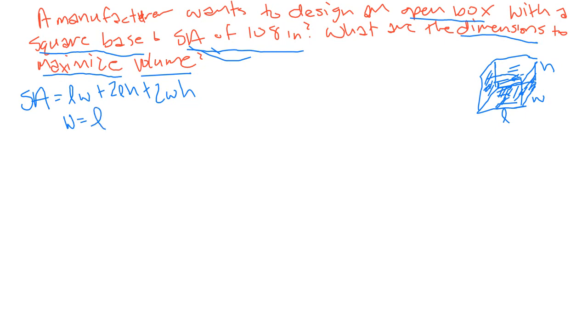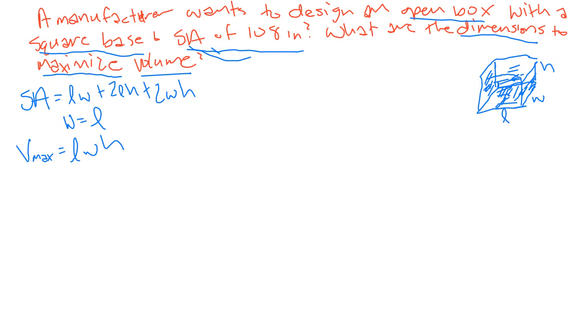And once again, they say that we want to maximize our volume. So we know that our V is going to be equal to length times width times height. All right, so we have that out of the way. So then what we're going to do is move on to our step 4, which is going to be relating our information to each other.